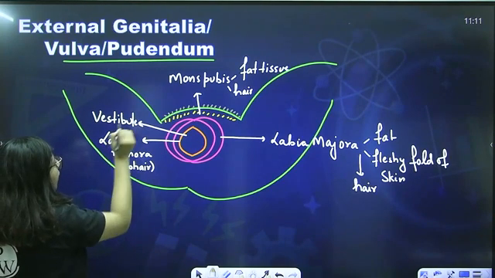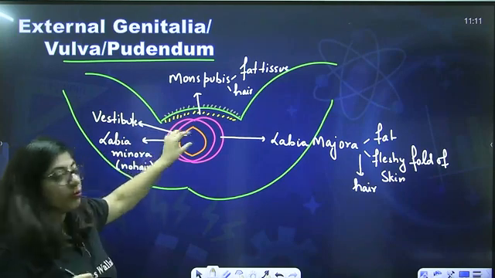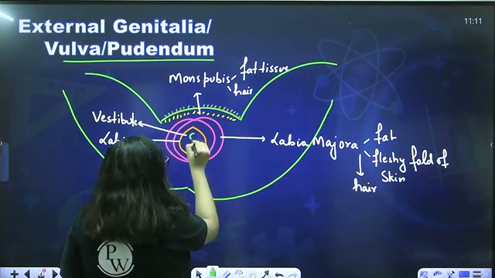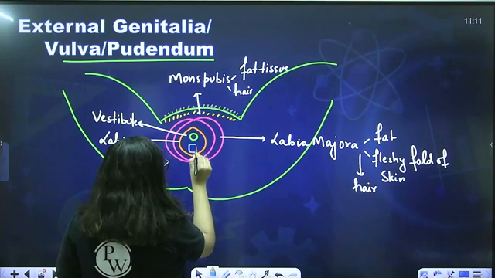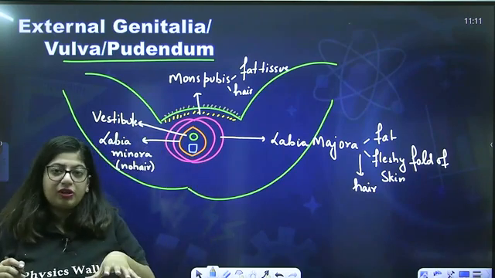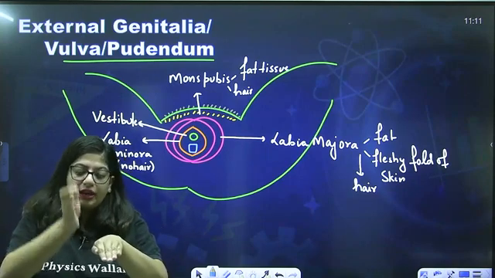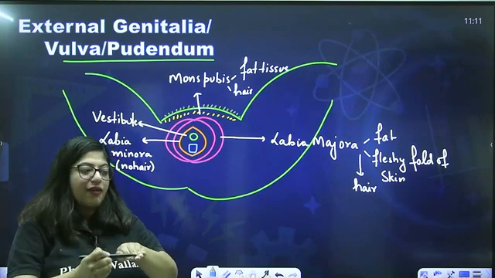Okay. Now, here two openings are present. One is the opening of the urinary system. Another is the opening of the reproductive system. You got my point? The vestibule is that particular area. For example, this is the vestibule area, and we have two openings here. Here we have labia minora, and here we have another labia minora.